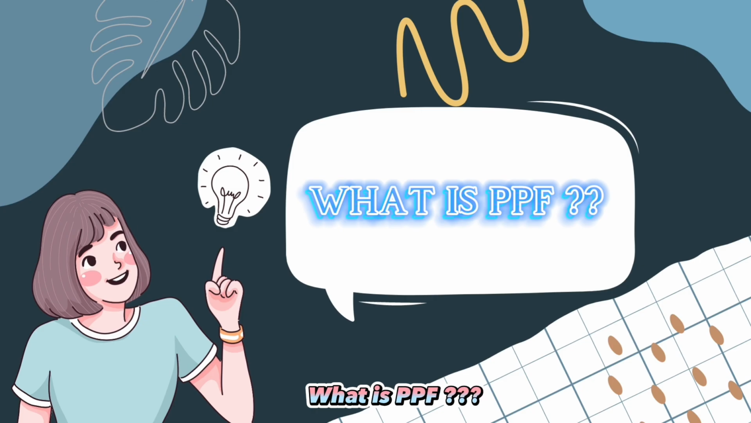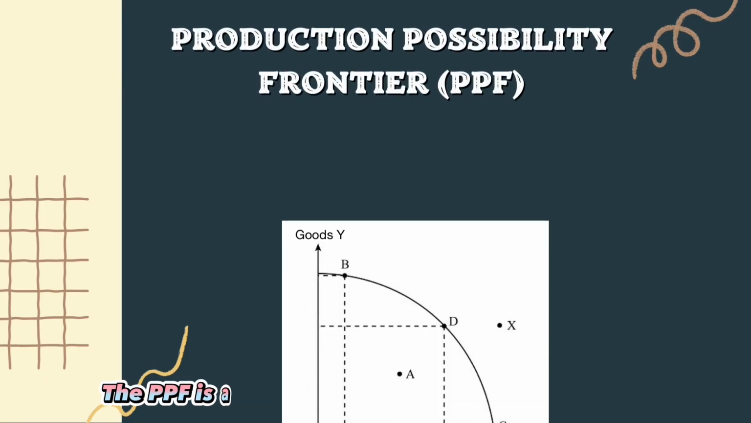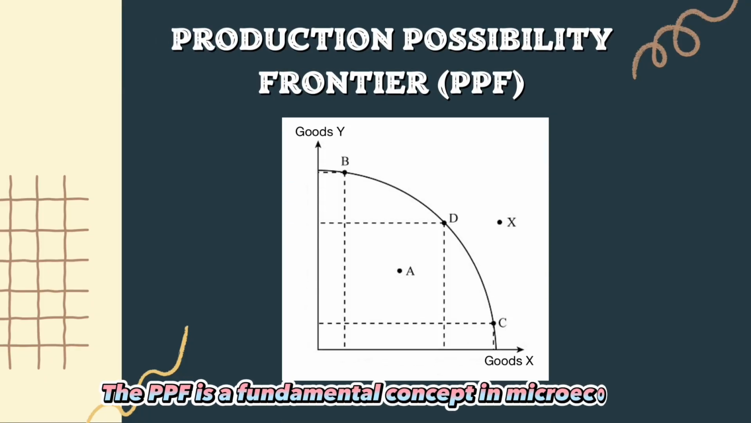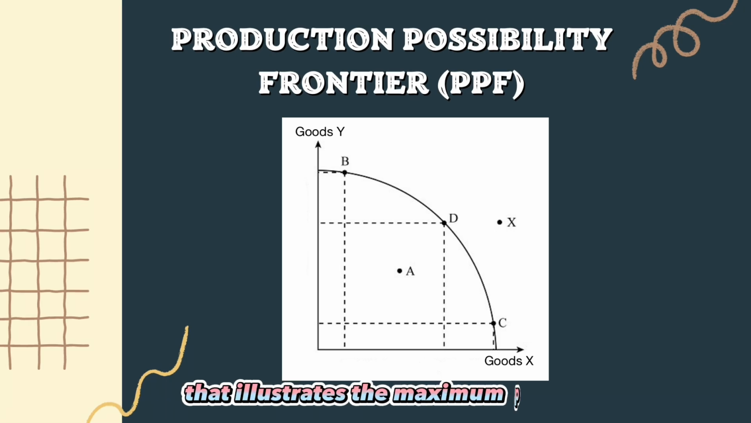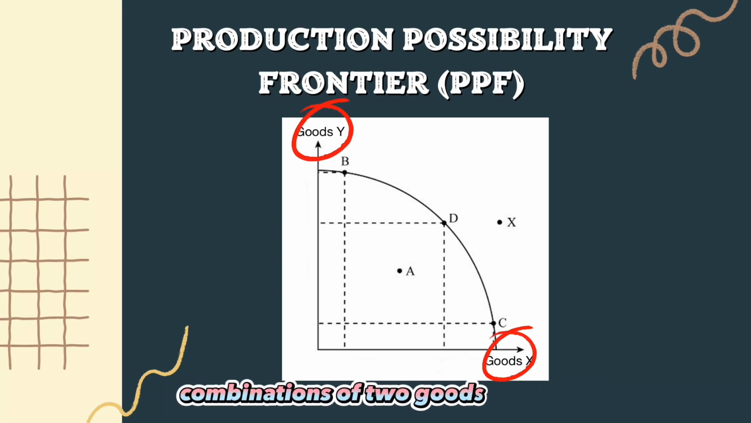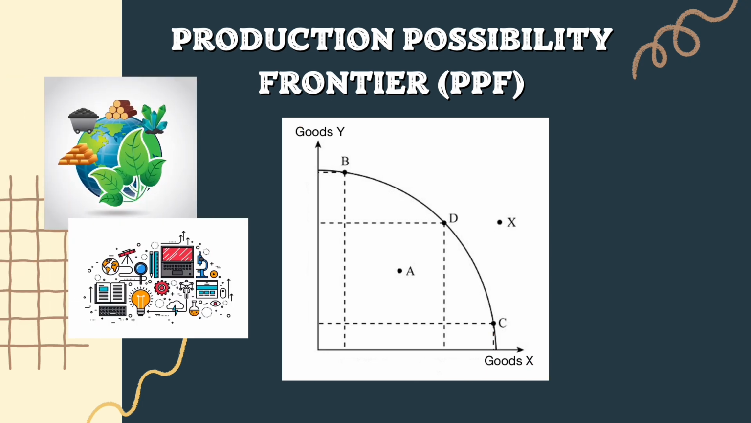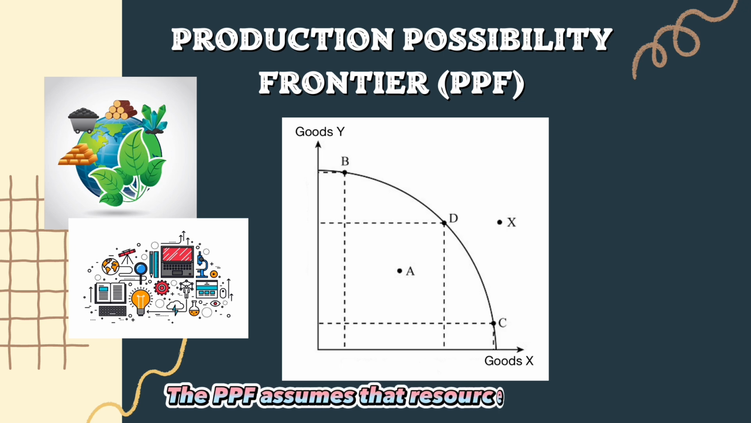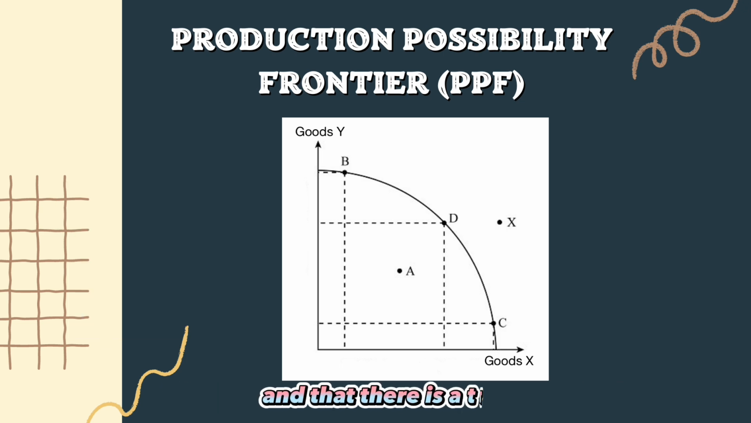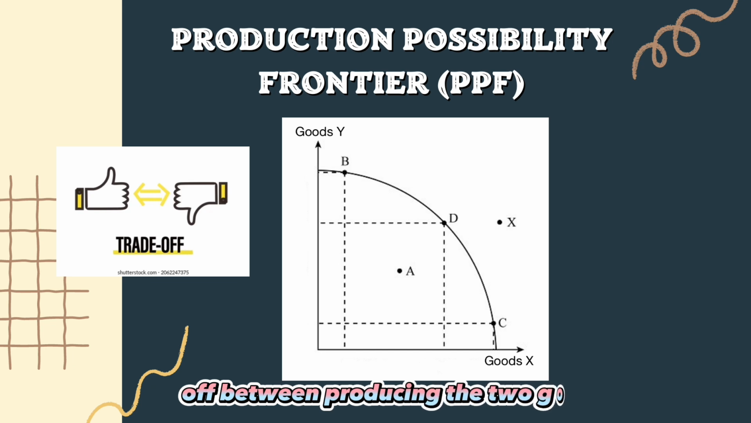What is PPF? The PPF is a fundamental concept in microeconomics that illustrates the maximum possible combination of two goods or services that an economy can produce given its resources and technology. The PPF assumes that resources are fixed and that there is a trade-off between producing the two goods.